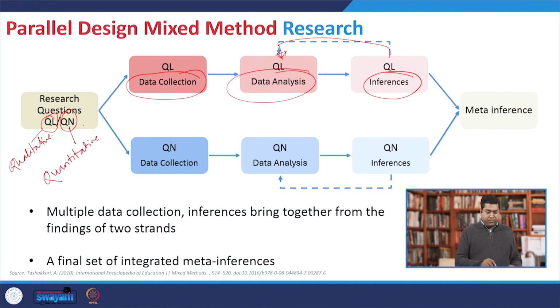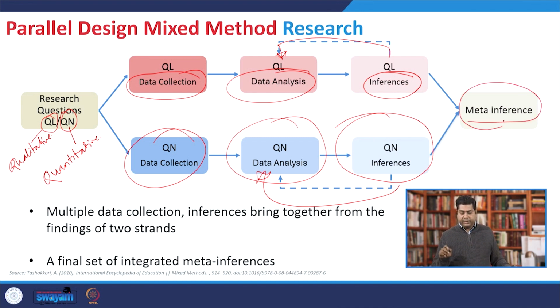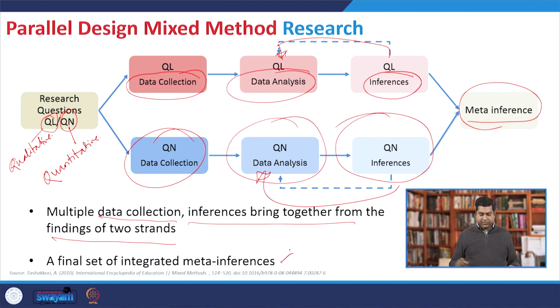Similarly, at the same time, when you have the quantitative data, once you collect it, you analyze it separately and bring out certain inferences. Again, if based on the inferences further investigation is required, you go back to the analysis. Finally, you have two sets of inferences, one from the qualitative approach, one from the quantitative approach. Then you try to get the meta inference at the end of your research. The multiple data collection, both qualitative and quantitative, require different inferences, and we bring together the findings of the two strands. So it has a twofold approach, and then finally a set of integrated meta inferences is made.